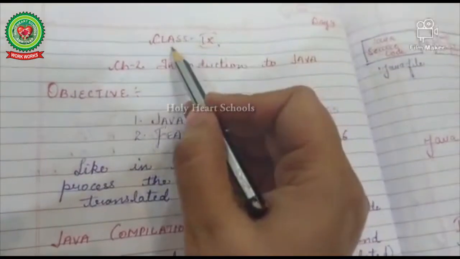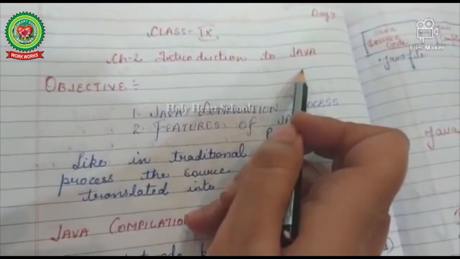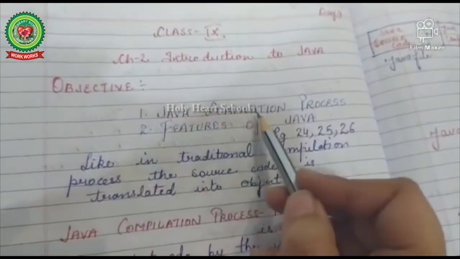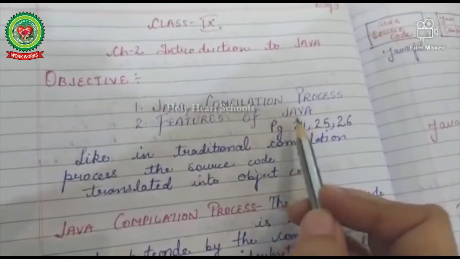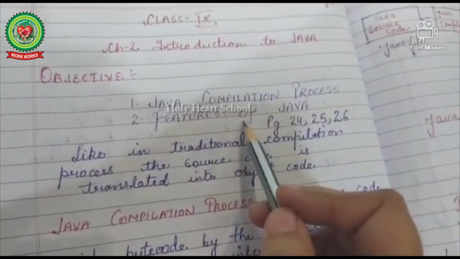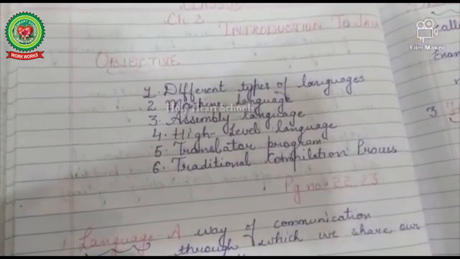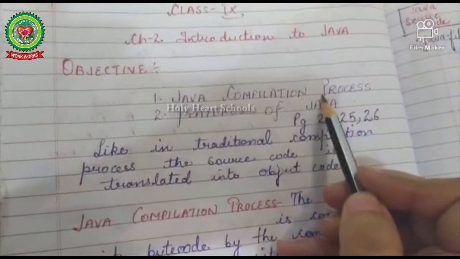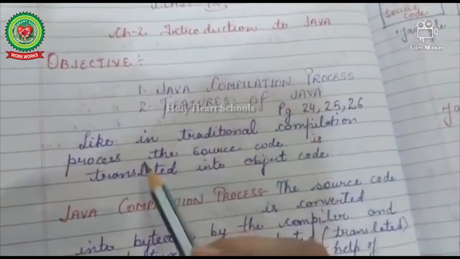Today we are going to discuss class 9th, chapter number 2, Introduction to Java, and today we will discuss the Java compilation process and the features of Java. As we discussed yesterday the different types of languages and the traditional compilation process, today we will discuss the Java compilation process, which is different from the traditional compilation process.